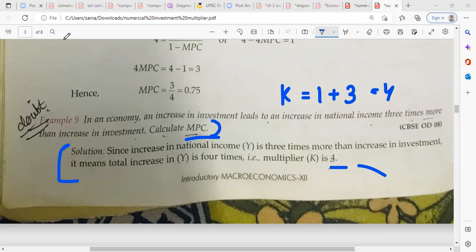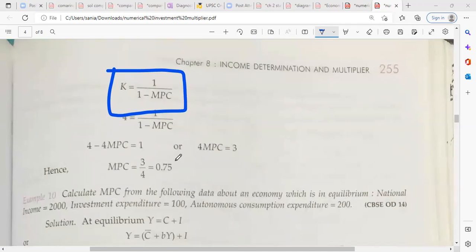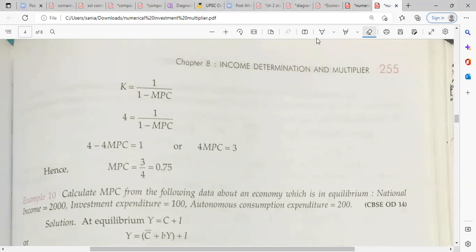Done, ma'am. Okay, I hope you got 0.75. Yes? No? I was guessing the same in my mind. Okay, so your answer is right, 0.75. Yes, correct. What about Sanya?